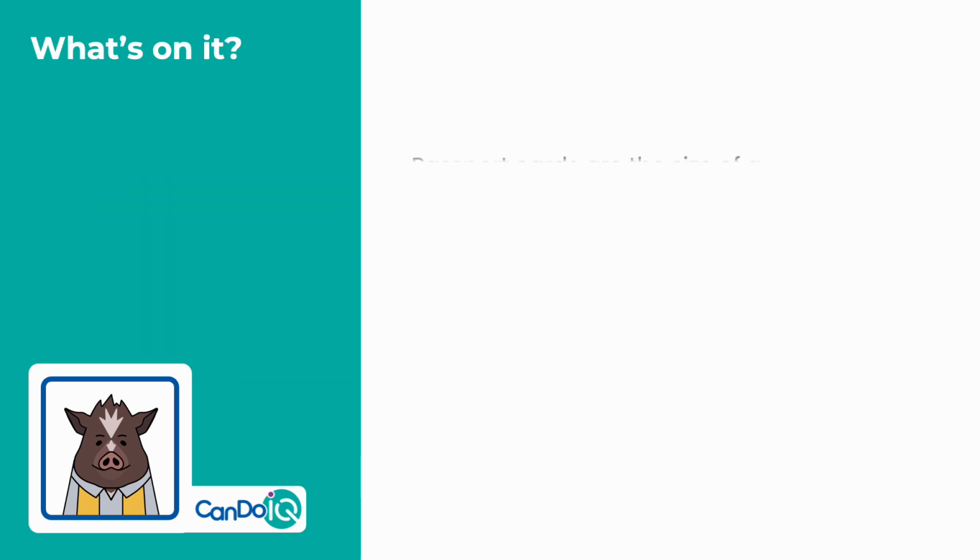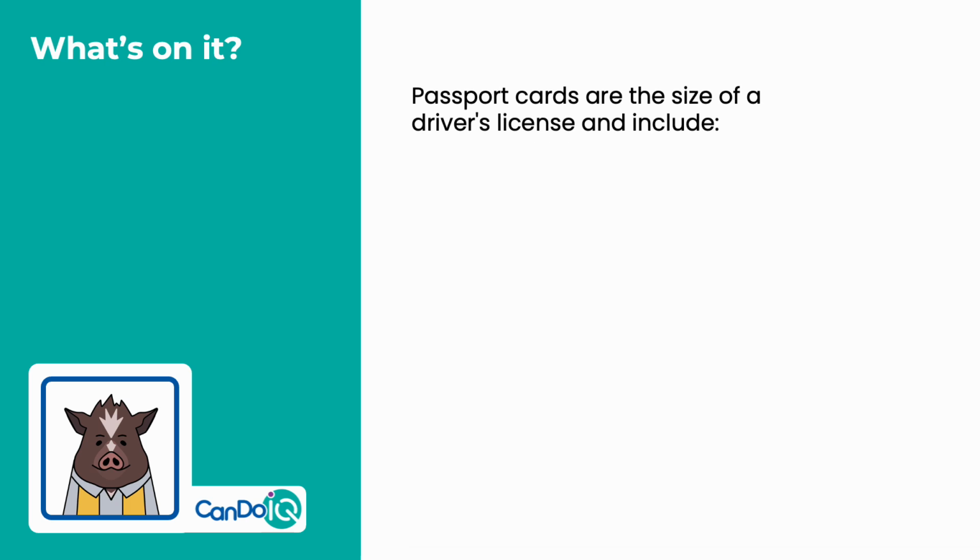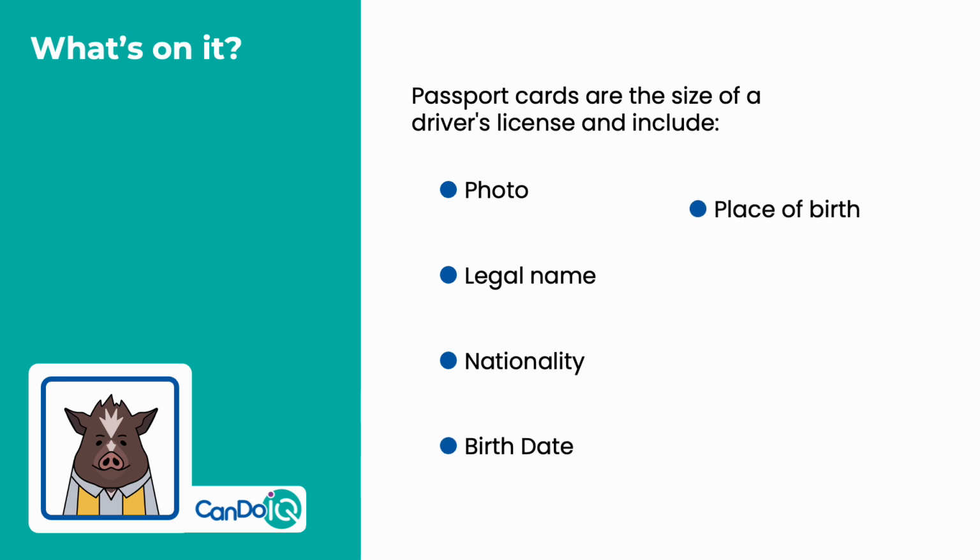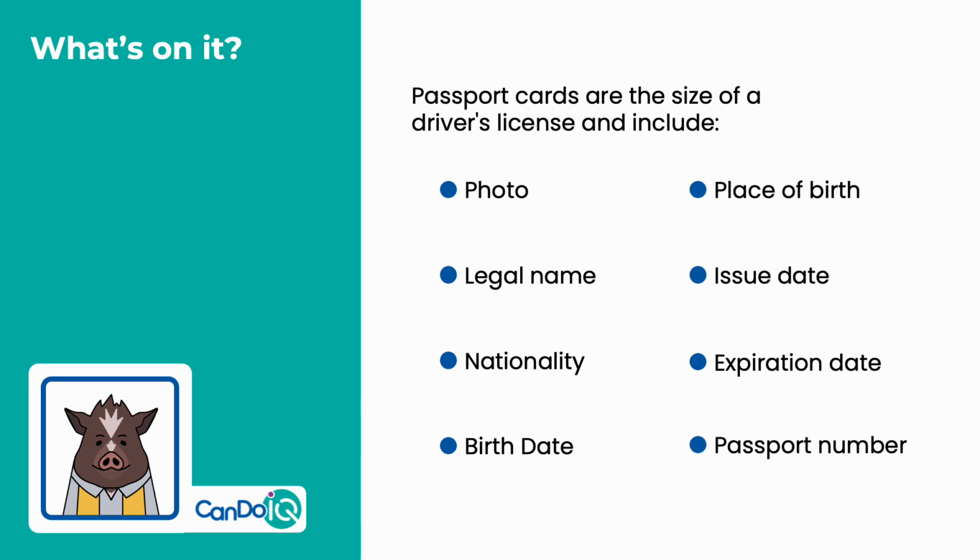Passport cards are the size of a credit card or driver's license and contain your photo, legal name, nationality, birth date, place of birth, issue and expiration dates, and your individual passport card number. If you travel often to any of the countries where a passport card is accepted for entry or exit, it may be more convenient for you to use a card instead of a booklet. Passport cards can easily fit in a wallet and are substantially less expensive.